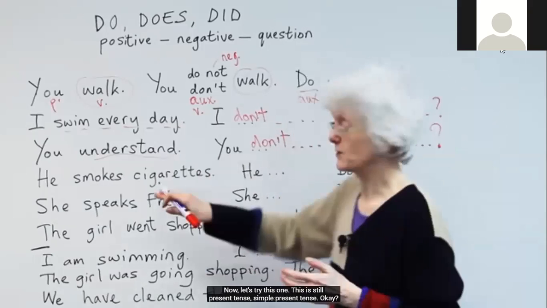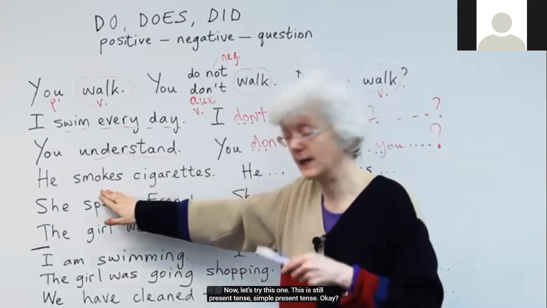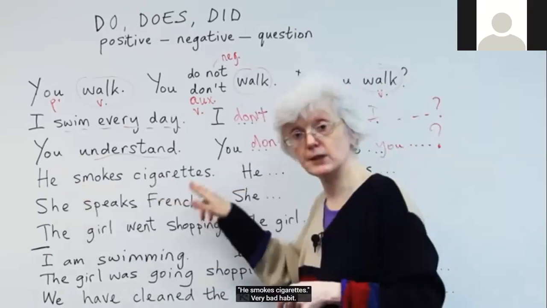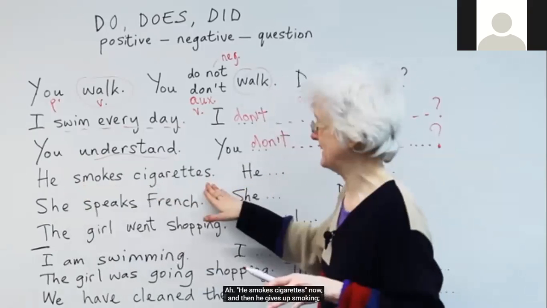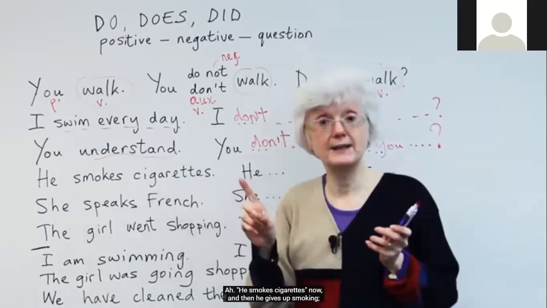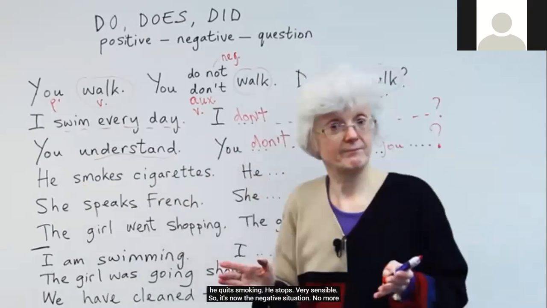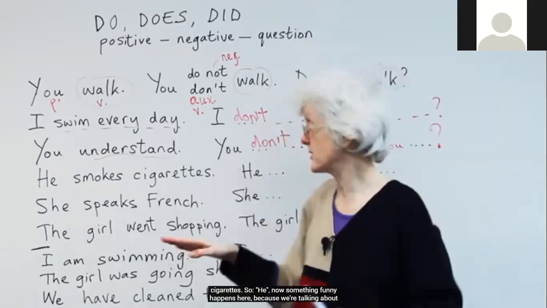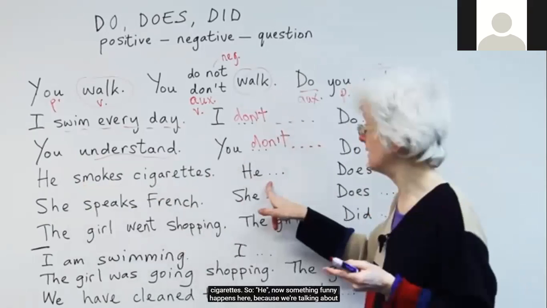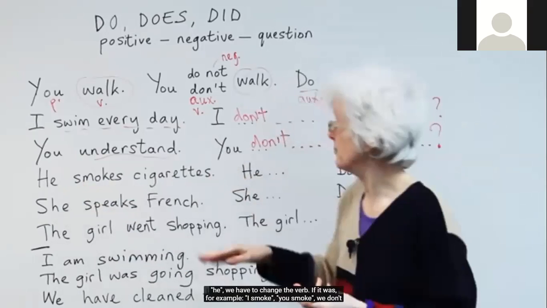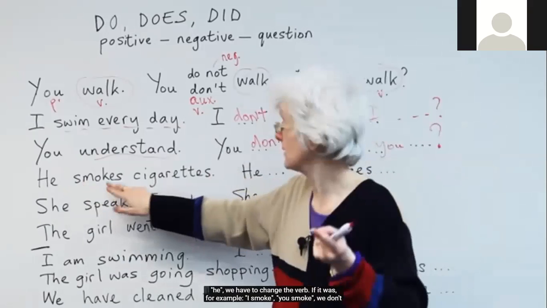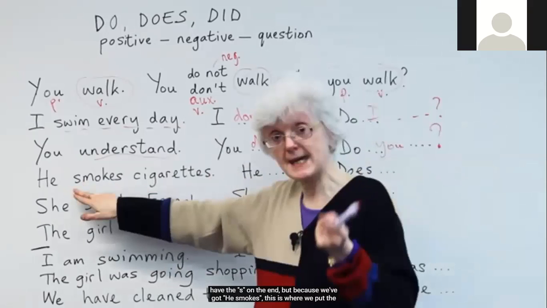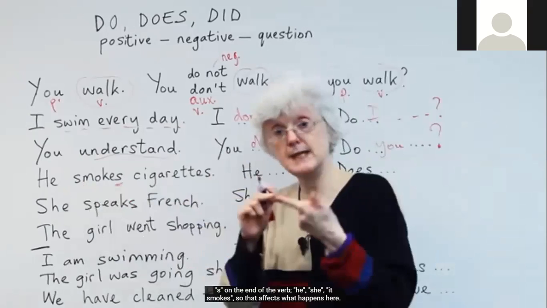Now, let's do this one. This is still simple present tense. He smokes cigarettes, a bad habit. He smokes cigarettes now and then gives up smoking, quits smoking, he stops. So it's now a negative situation, no more cigarettes. That's what happens here, because we're talking about he. If it was, for example, I smoke, you smoke, we don't have the s, but this is what happens with he smokes, we add the s on the end of the verb.